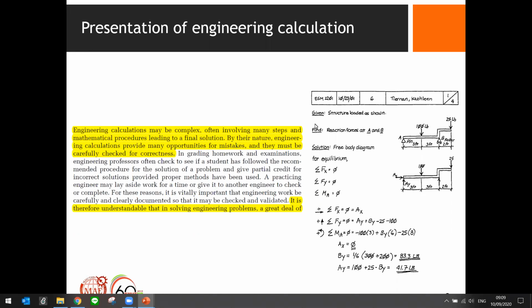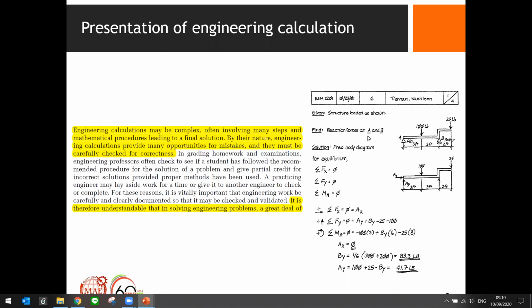And after that, you mention clearly that you are finding the reaction forces at A and B. Where are A and B here? This is A and this is B, okay? And after that, you tell the reader that you are going to give the solution. So the solution, first step, is going to be writing a free body diagram. And you show the free body diagram over here, right? And then you apply the equilibrium conditions. You have summation Fx equal to zero, summation Fy equal to zero, and summation of moments around point A equal to zero. And this is the symbol for zero, used a lot in America.